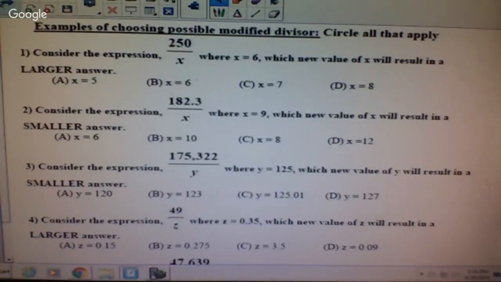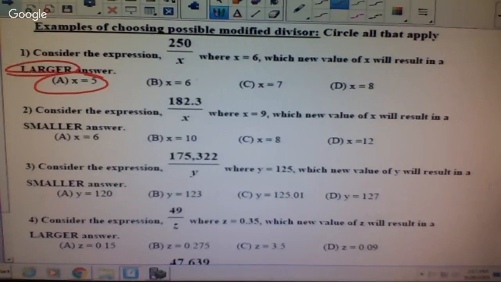If you take a look at this, if I take 250 and I divide by 6, but I now need my answer to get larger. If I need my answer to get larger, you said I needed to go smaller with my number. So I started at 6. Which one of these choices would give me a larger answer? 5. So again, if you want larger, you need to go smaller. If you want smaller, you need to go larger.